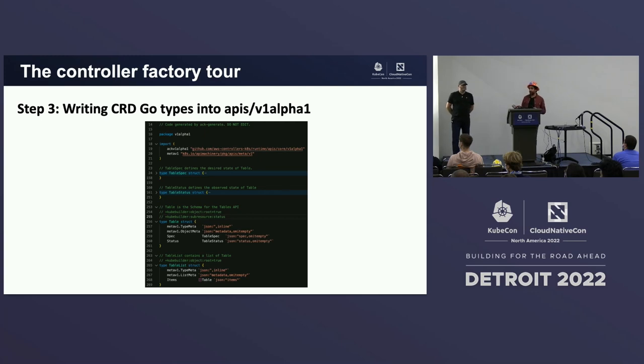After knowing what the resources and fields are, we write all this information into apis/v1alpha1. And you can see here that we have inline TableSpec and TableStatus, and of course the objects that Kubernetes or Kubebuilder needs to know are Kubernetes objects: Table and TableList. You can see that we have an object's metadata, a spec, and a status.